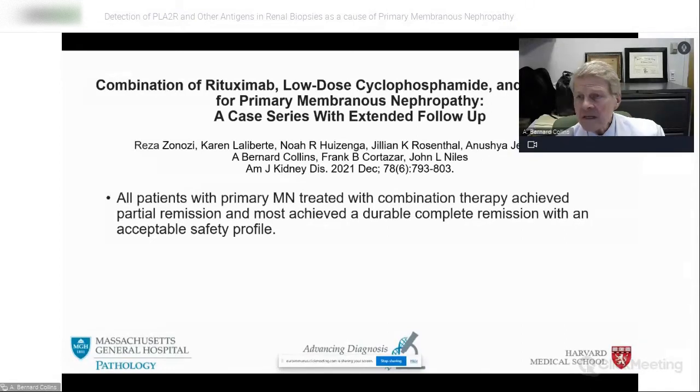And this is a study that we published. Reza Zanozzi was the author in this case. We published this recently in 2021. It treated membranous patients with a combination of Rituxan and low-dose cyclophosphamide and prednisone. It was a case series with an extended follow-up, and the results showed that all patients with primary membranous treated with a combination therapy achieved partial remission, and most achieved a durable, complete remission with an acceptable safety profile.